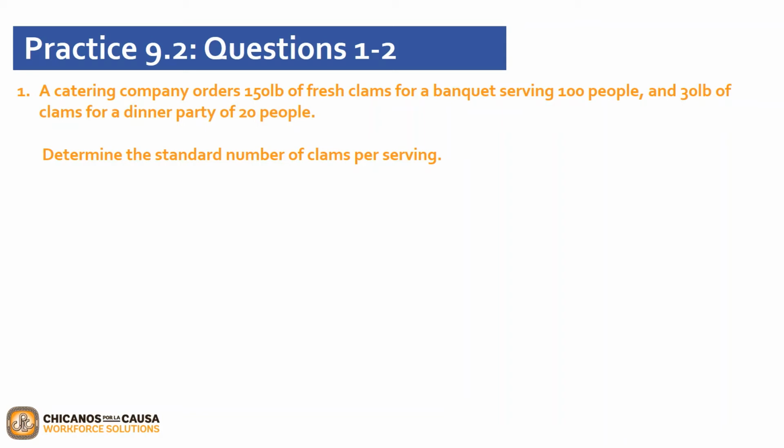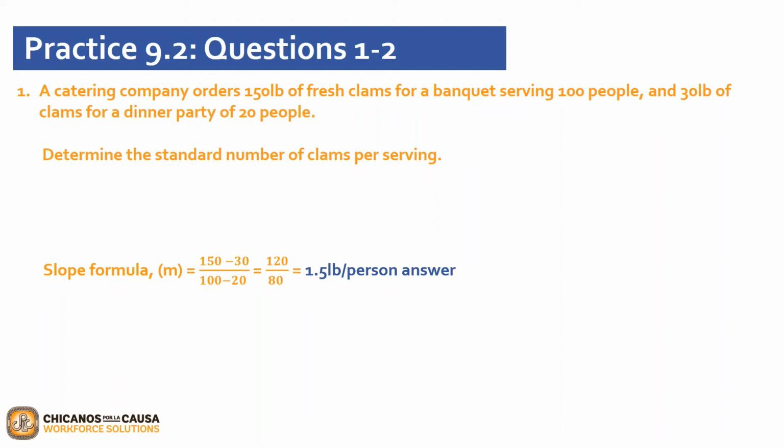So using our slope formula, m equals rise over run, we're going to essentially combine the two different variables. So we have pounds to numbers of people. So we're going to start with pounds. So we have 150 pounds minus 30 over 100 people minus 20 people. This gives us 120 over 80, which is then further reduced to 1.5 pounds per person.